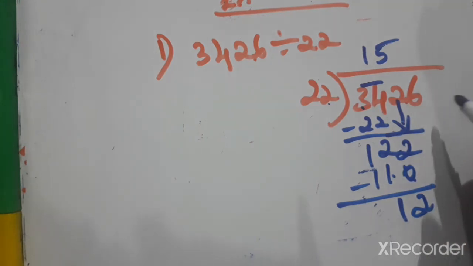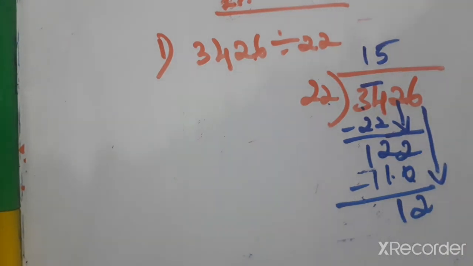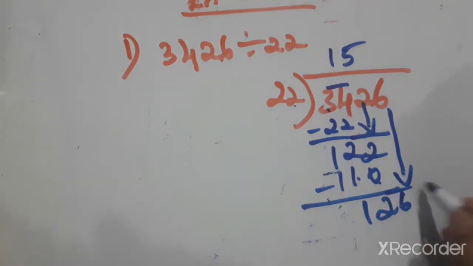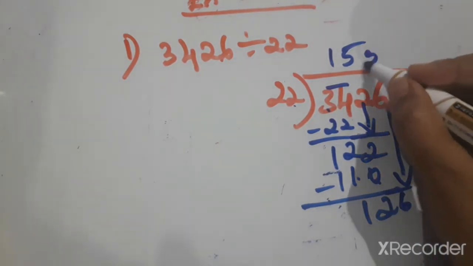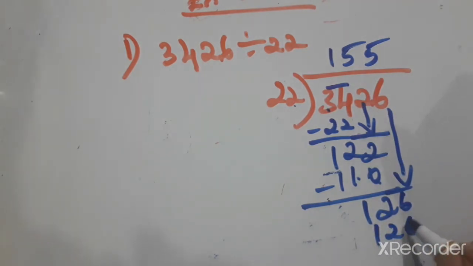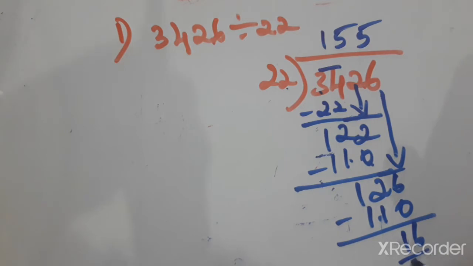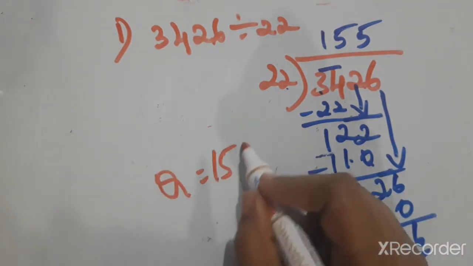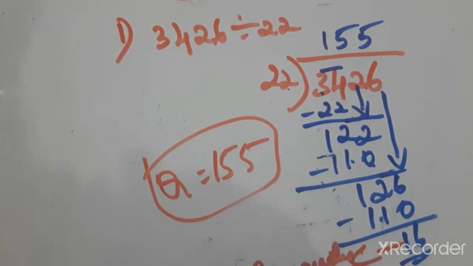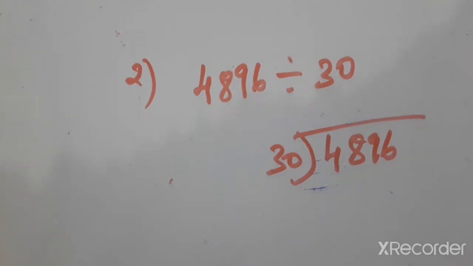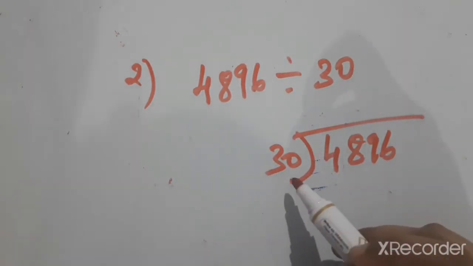12 again, and bring the 6 down. 126. Again we can consider 22 5s are 110. 110 minus, we get 16 as the remainder. So this is the remainder and the quotient is 155. The quotient is 155. Now next question, 4896 divided by 30, the divisor is 30.